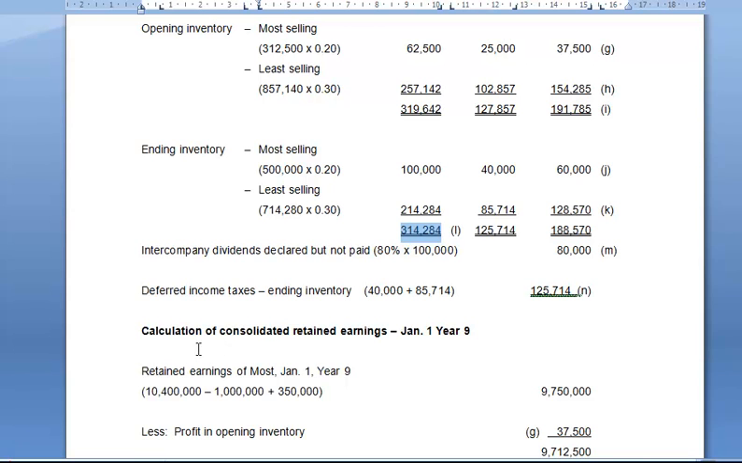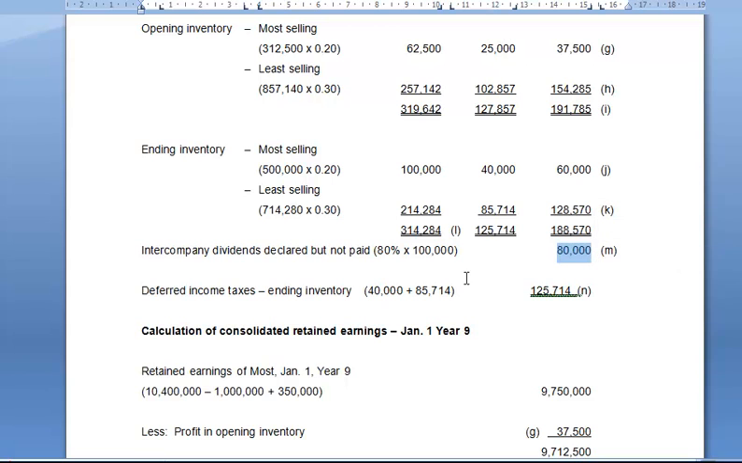So now, first of all, I guess I should just say that there were some intercompany dividends that were declared but not paid by the sub, and the sub declared $100,000 in dividends, but they hadn't yet paid them out. 80% went to the parent. So again, there's $80,000 in intercompany dividends that Most, the parent company, has in its income this year that we have to remove or adjust Most's income for in year 9 because it's intercompany.